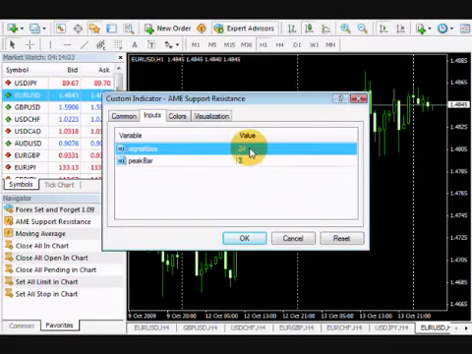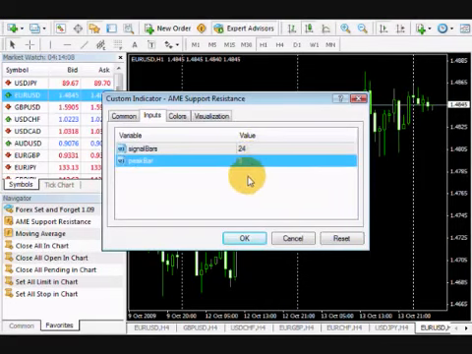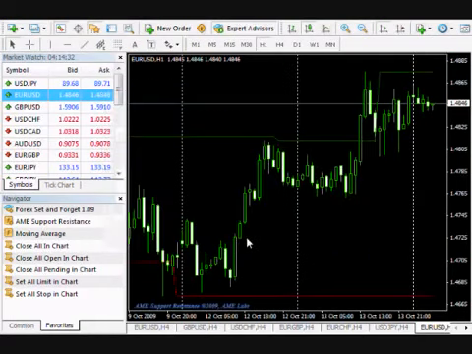Okay, let's use 24 and 3 as an example. If in the last 24 bars, in this case the last 24 hours, the third one back has the highest high or the lowest low, then the high of that bar is a resistance level, or inversely, the low of that bar is a support level. Here's how it looks on the chart when it's all plotted.